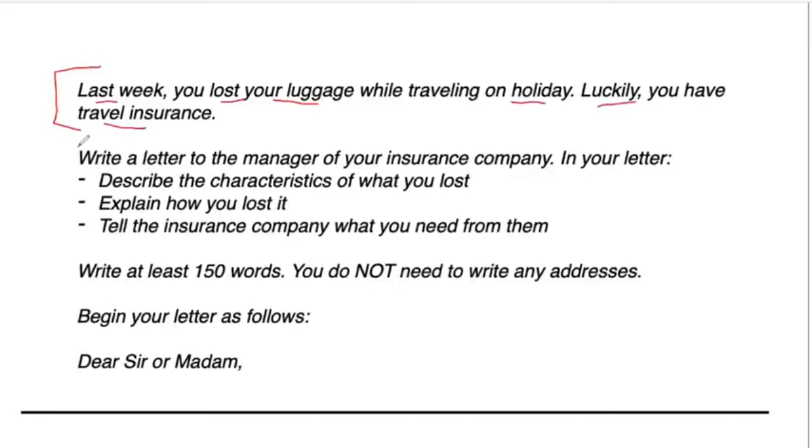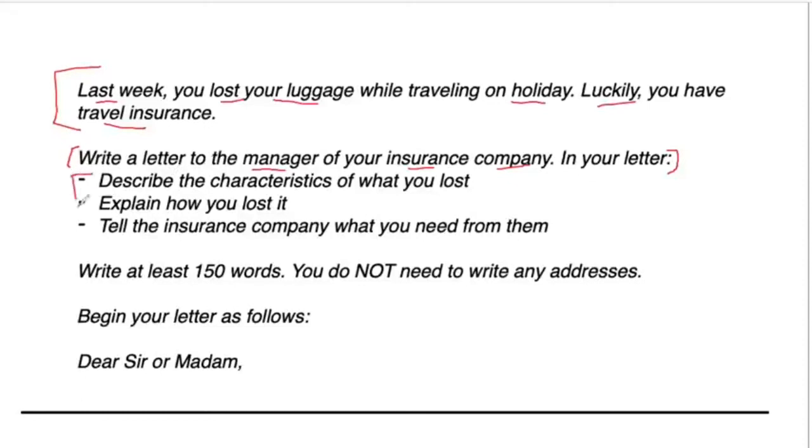Next, you'll have your instruction words. The instruction words are right here in this sentence. Write a letter to the manager of your insurance company. This tells you exactly which type of letter you need to write. Think of it this way. Do you know the manager of the insurance company? Probably not. So this is why it's going to be a formal letter, okay? This is the main sentence that will tell you your instructions, so make sure you understand that.